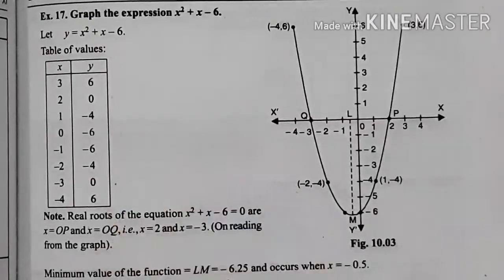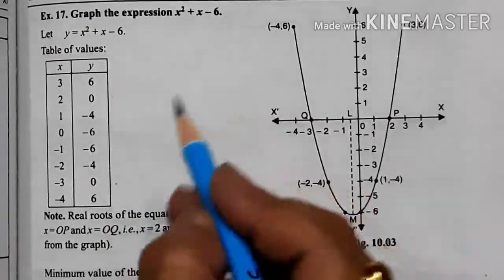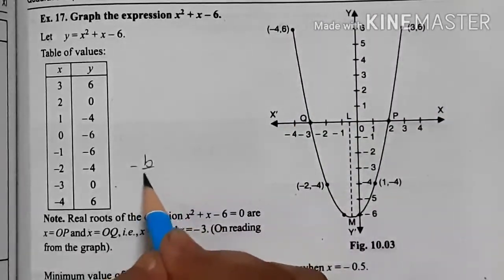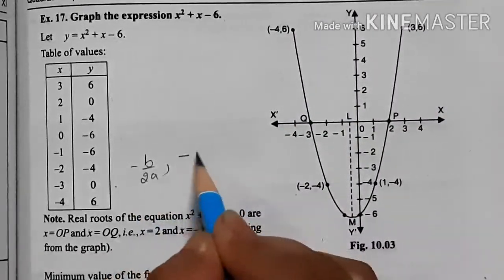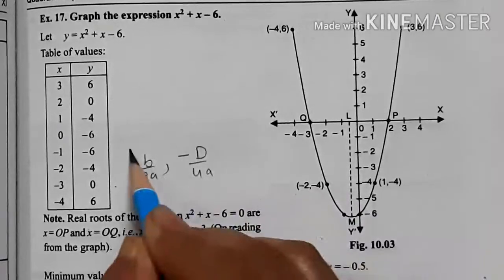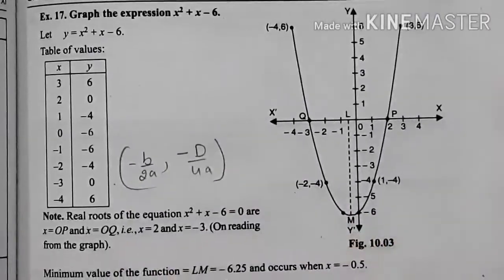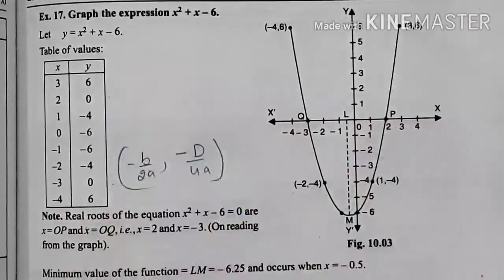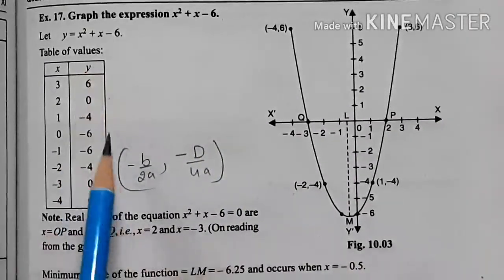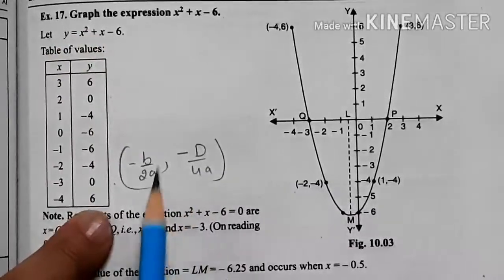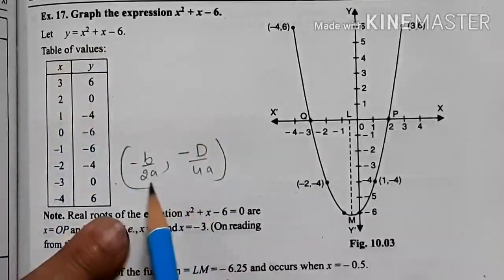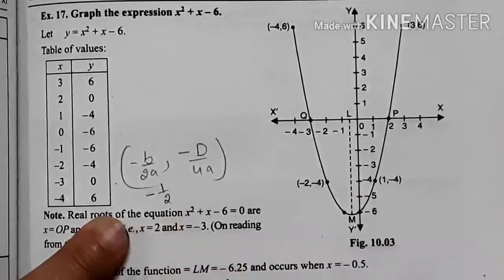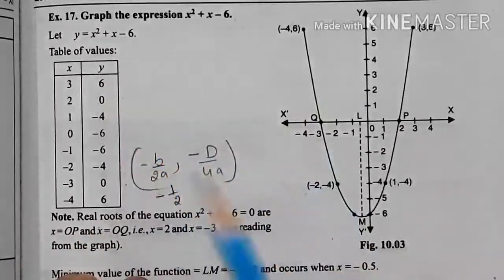For the vertex you have two options, because we already found that our turning point will be minus b by 2a and minus D by 4a. So that will be considered as my turning point. Either you can directly find it using the discriminant of this equation. The b value is 1 and the a value is 1, so the x coordinate will be minus 1 by 2.